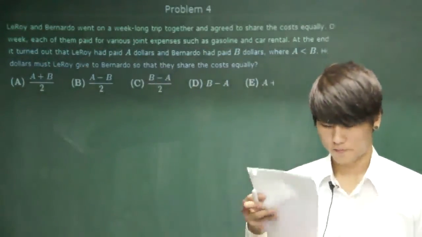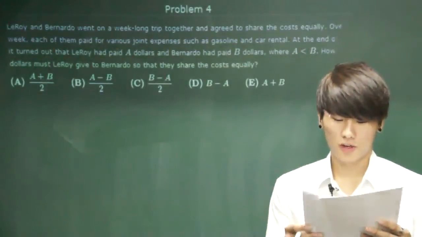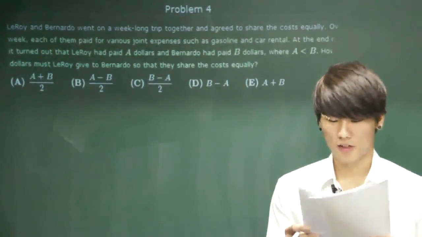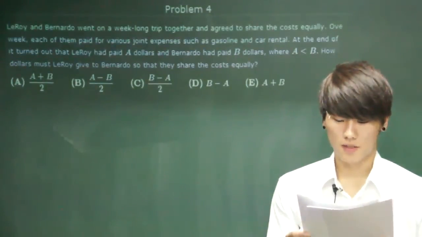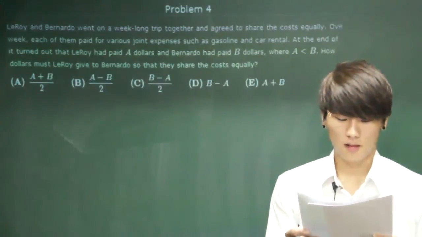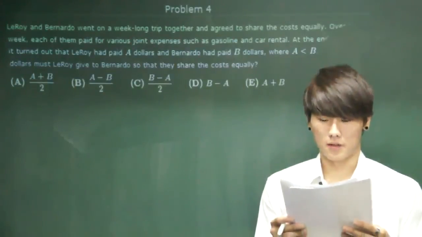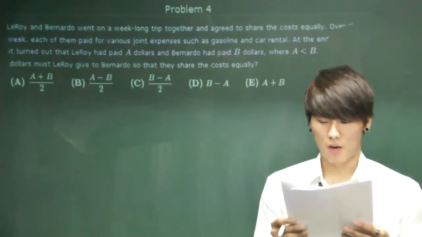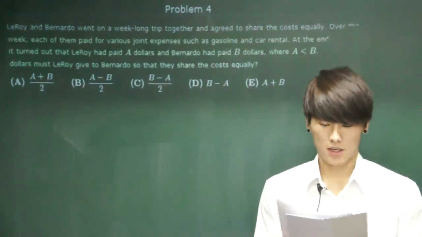Problem number 4. Leroy and Bernardo went on a week-long trip together and agreed to share the costs equally. Over a week, each of them paid for various joint expenses such as gasoline and car rental. At the end of the trip, it turned out that Leroy had paid A dollars and Bernardo had paid B dollars. Where A is less than B, how many dollars must Leroy give to Bernardo so that they share the costs equally?